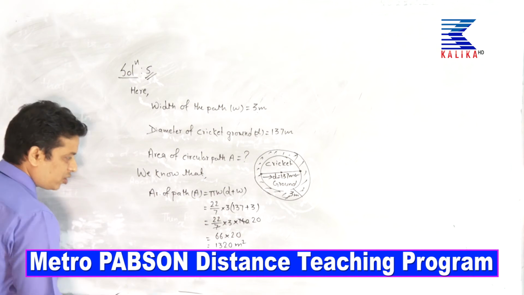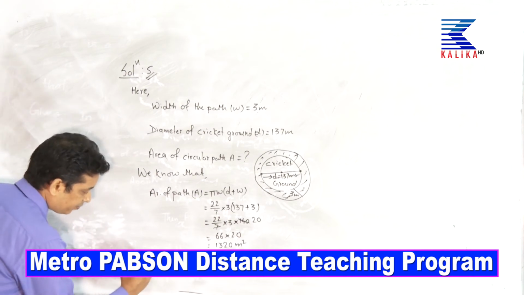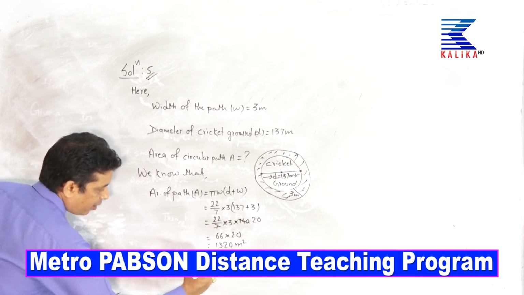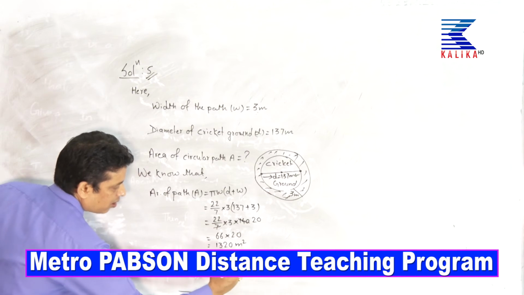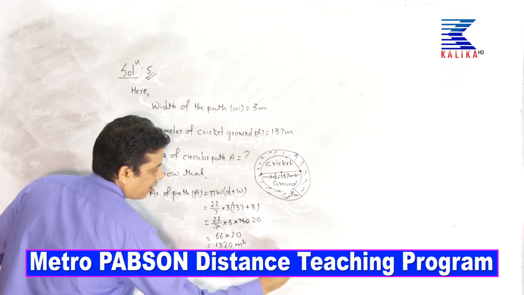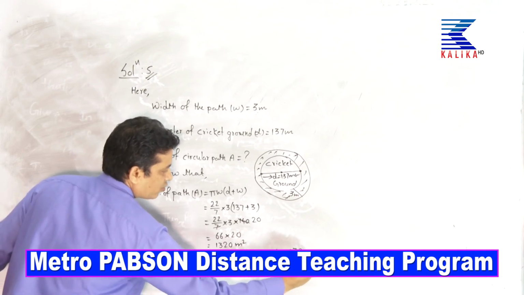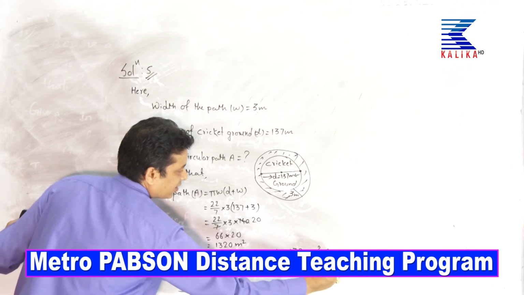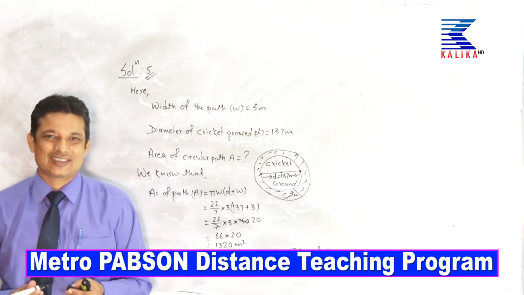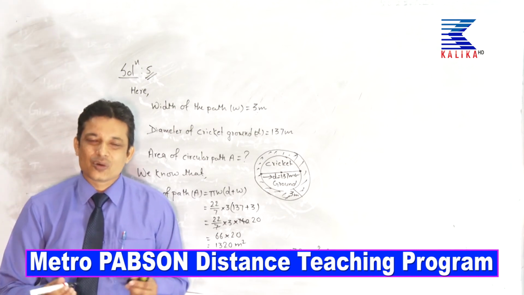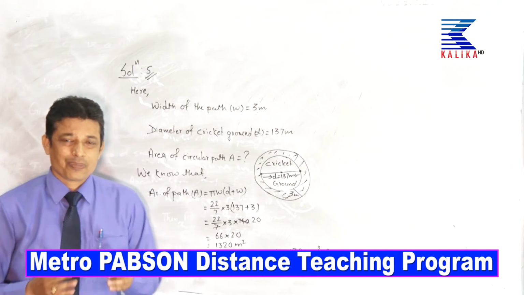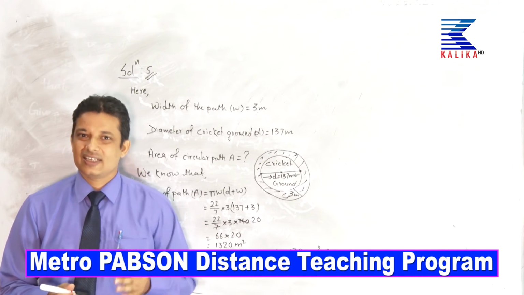So, the conclusion, the most important part. Hence, the area of the circular path A is equal to 1320 square meter. Answer. Do you understand? There is nothing difficult, it is so easy. We got the area of the circular path around the circular cricket ground.